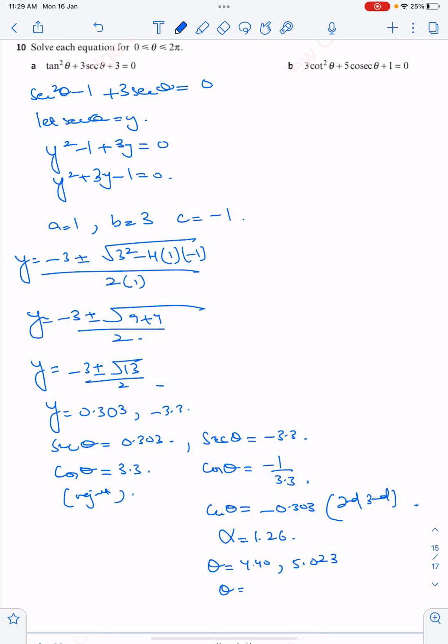So theta equals to 4.40 and 5.02. These are the answers which I am getting.